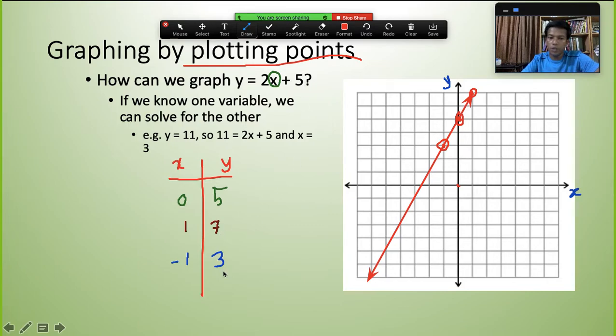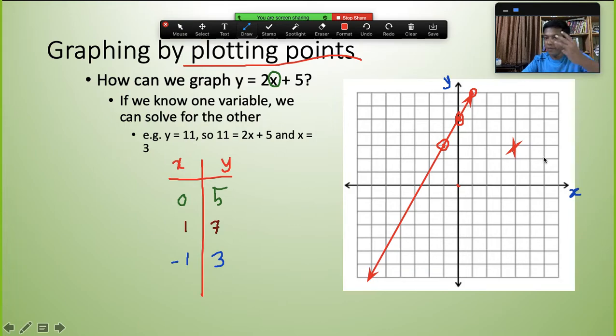Now I said why 3 points is best. Although 2 points is enough, 2 points will give us the required line. Why is 3 points the best idea? Suppose you got 2 points, like 1 point is here, the first point is 0, 5 here, and suppose for the second point you made a mistake and got the point here. Then you will join these 2 points and you will get a wrong line.